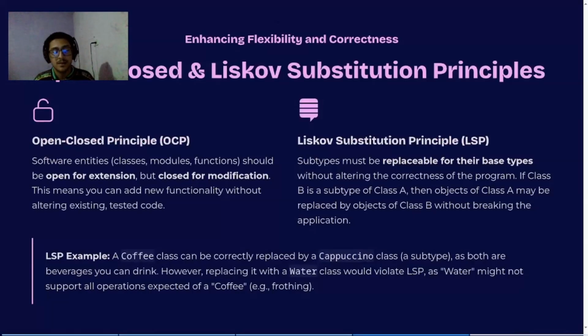Next up, the OCP and the LSP. Open closed principle: software entities such as classes and modules should be open for extension but closed for modification. In other words, you should be able to add new features without altering existing working code.